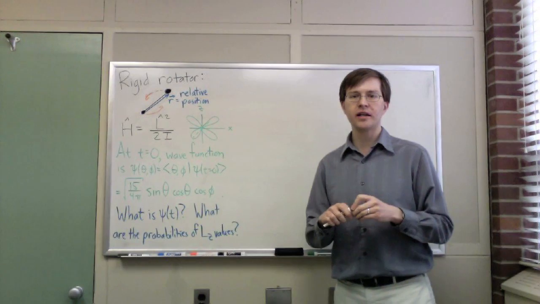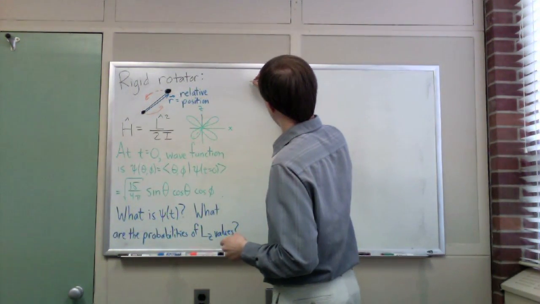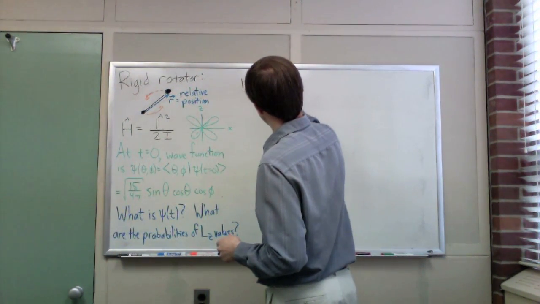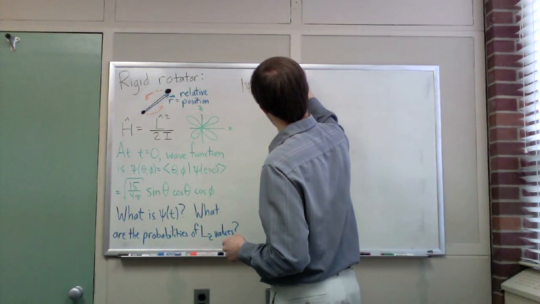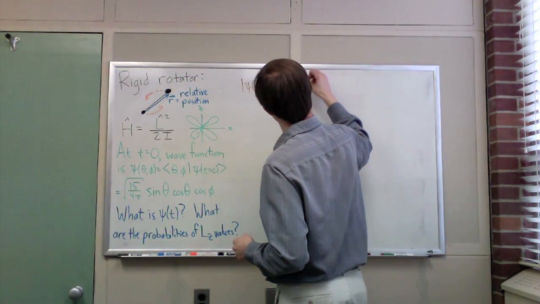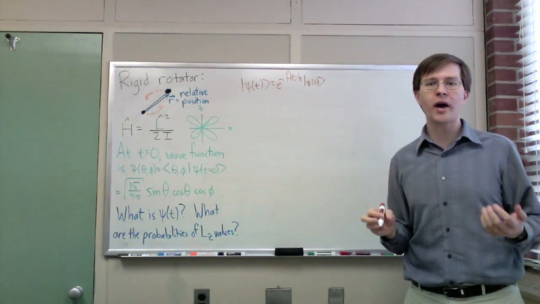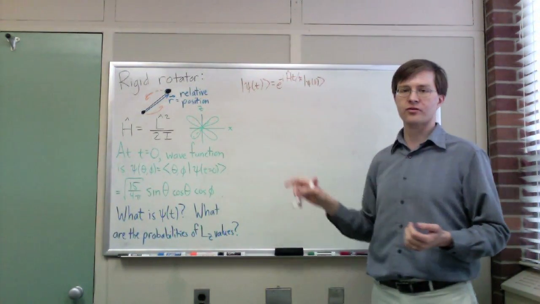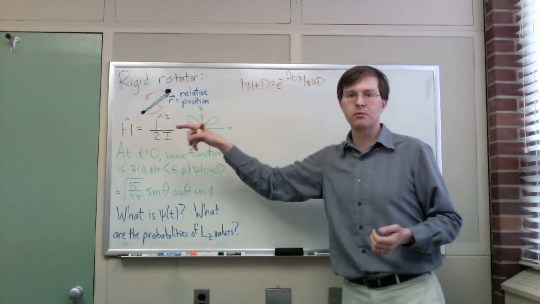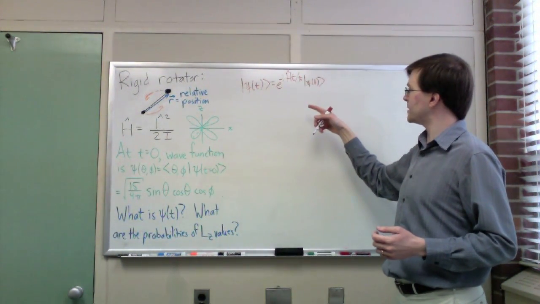I know that if I want to calculate the time dependence of some state, we can use our standard result that psi of t is equal to e to the minus i H hat t over h bar times psi of 0. That's my time evolution equation for showing how a state evolves with time. So in this case, I know what H hat is. It's just the angular momentum operator squared. So we've got that, total angular momentum squared.